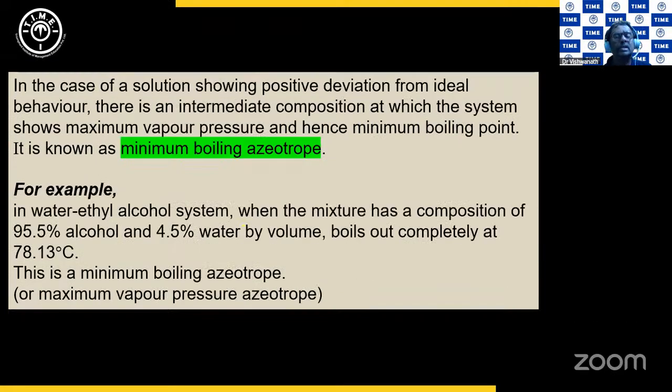Now, as we said, when you have a positive deviation, we have a minimum boiling azeotrope. That is, water and ethyl alcohol is a well-known example where an azeotrope is formed when we have 95.5% of alcohol and the remaining percent of water by volume. And then let us look at that. This is a minimum boiling azeotrope. Maximum vapor pressure, therefore minimum boiling point.